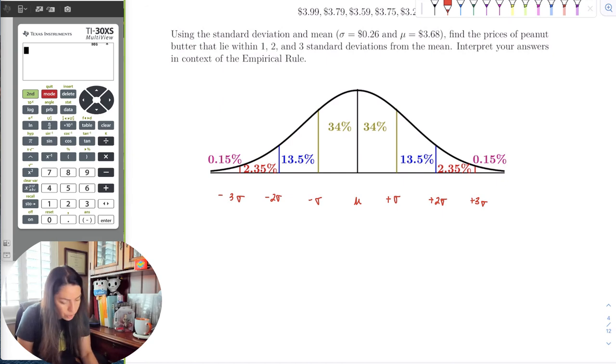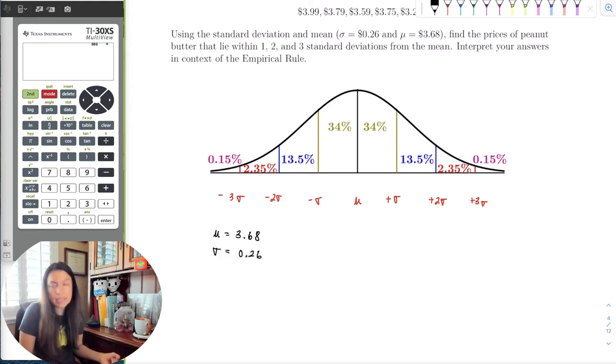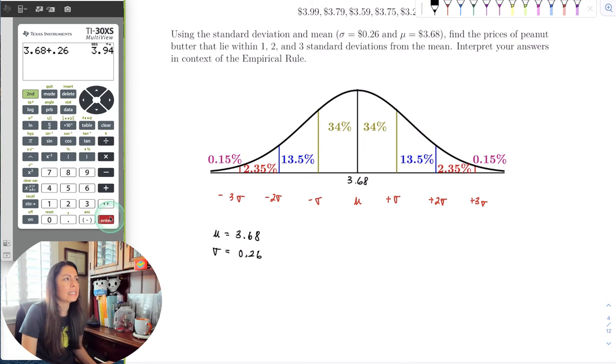So if I do know that my mean is $3.68 and my standard deviation is 26 cents, I can easily find each of these tick marks. So let me put 3.68 in the middle, and I'm going to go ahead and add one standard deviation. I'm just going to use my calculator here, 3.68, and I'll add one of my standard deviations, which is 26 cents. And that's 3.94, so I'll put it here. And then I'll just subtract it. So let me go ahead and highlight it, hit enter, and edit this to be minus. And I'm going to do this for all of them, as you'll see. So 3.42.